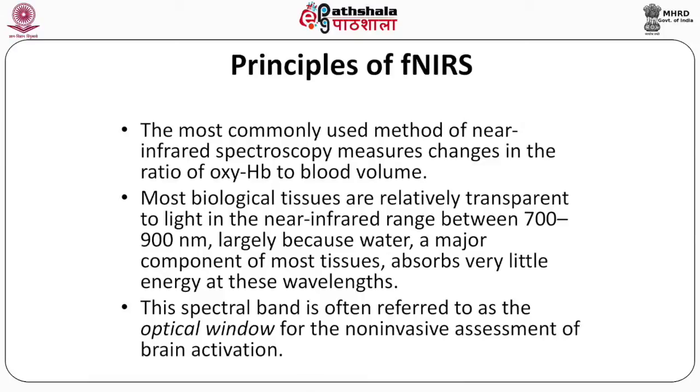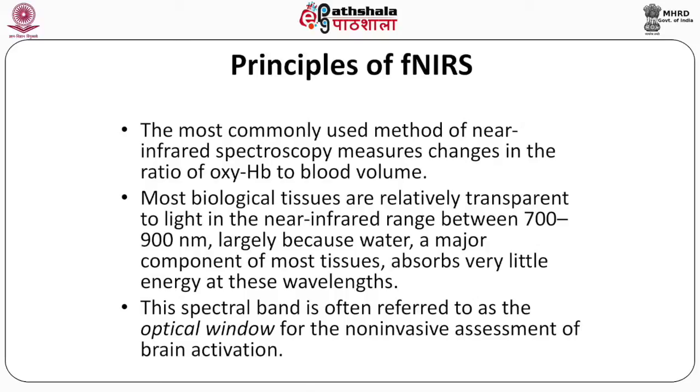Continuing with the principles of FNIRS, the most commonly used method of near-infrared spectroscopy measures change in the ratio of oxygenated hemoglobin to blood volume. So, the ratio that is established by oxygenated hemoglobin, that we call oxyhemoglobin, to blood volume, is the most commonly used method for near-infrared spectroscopy.